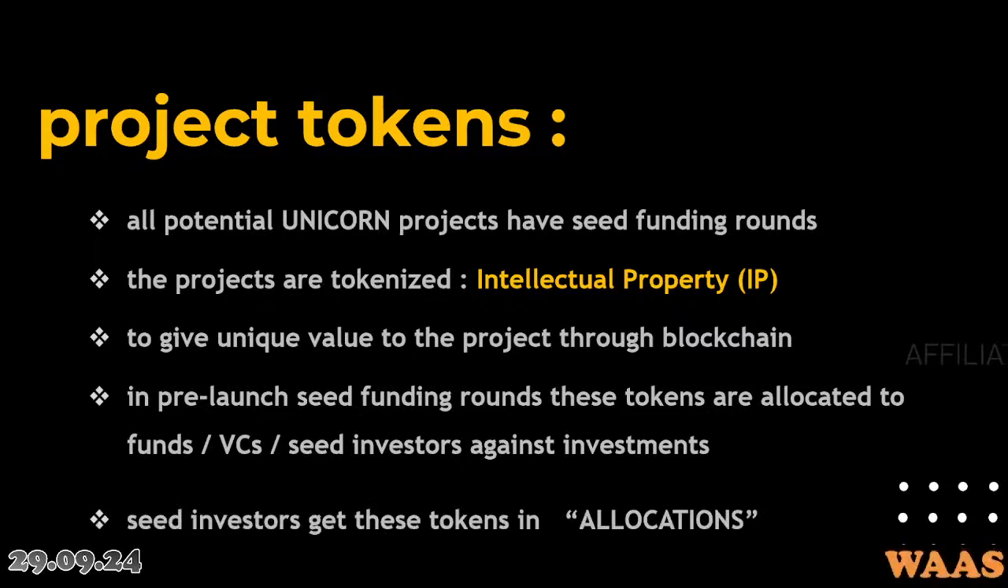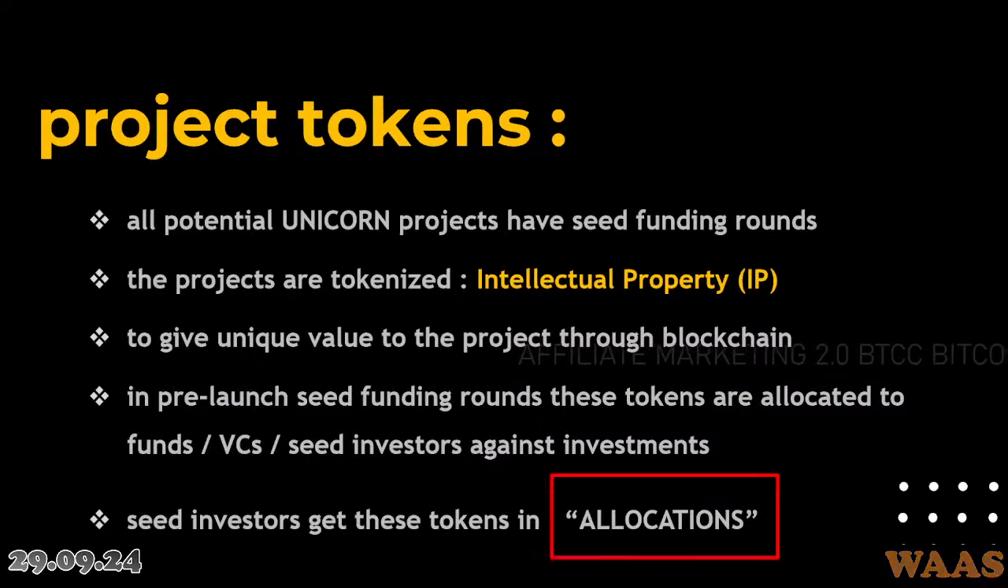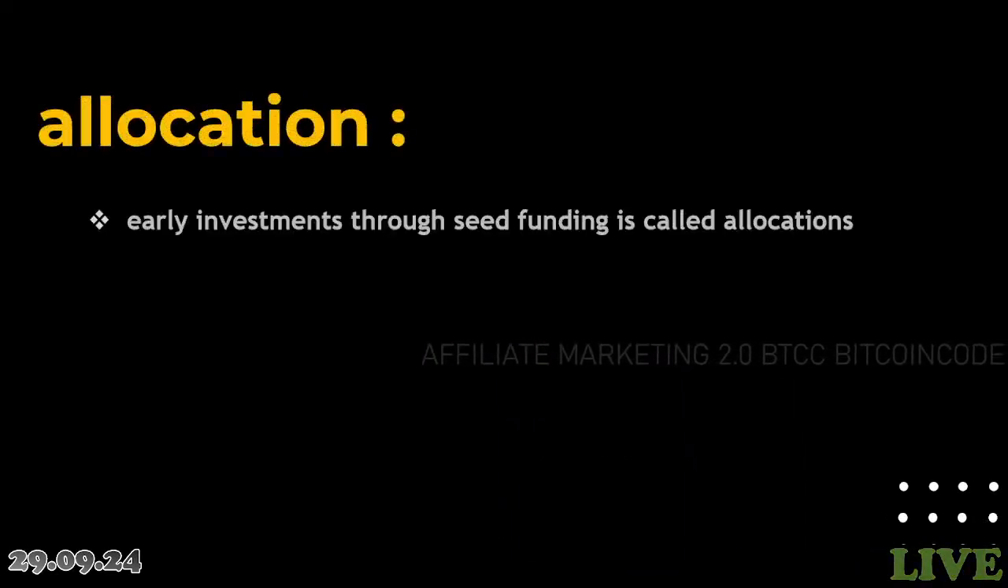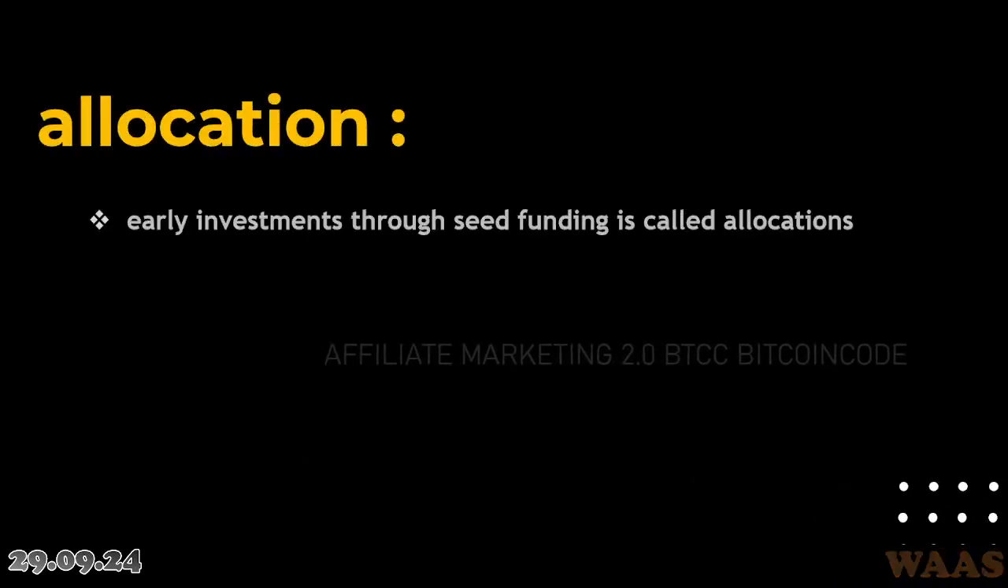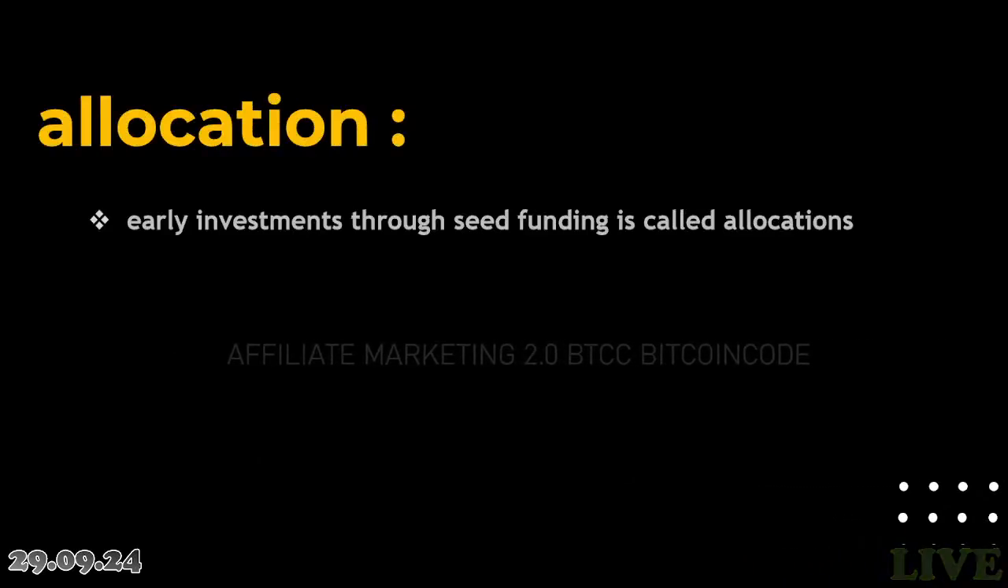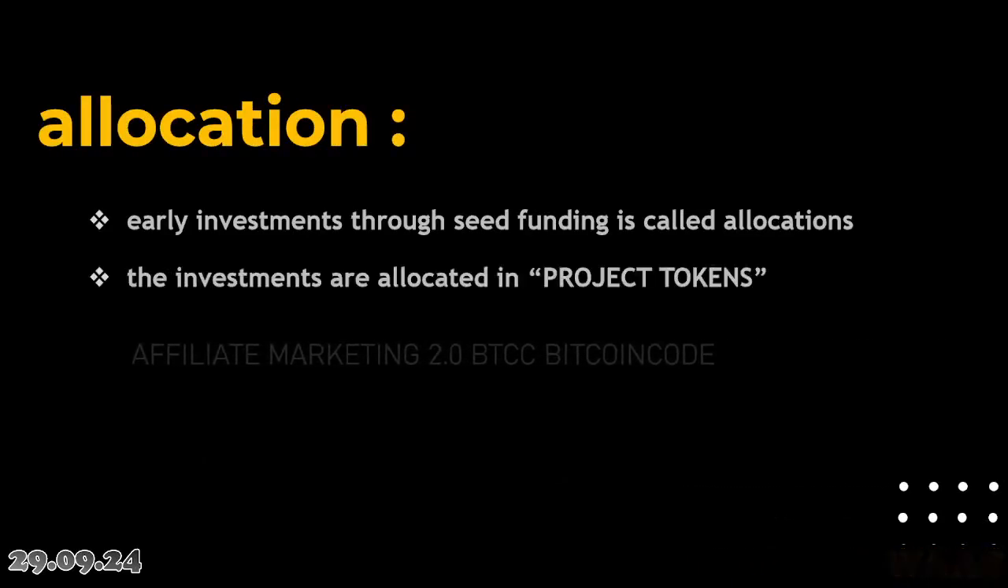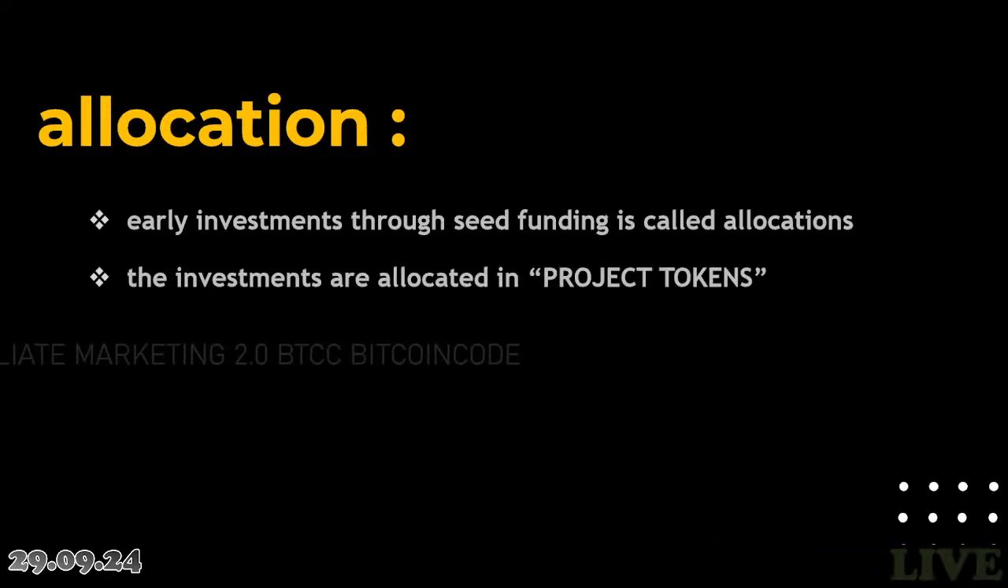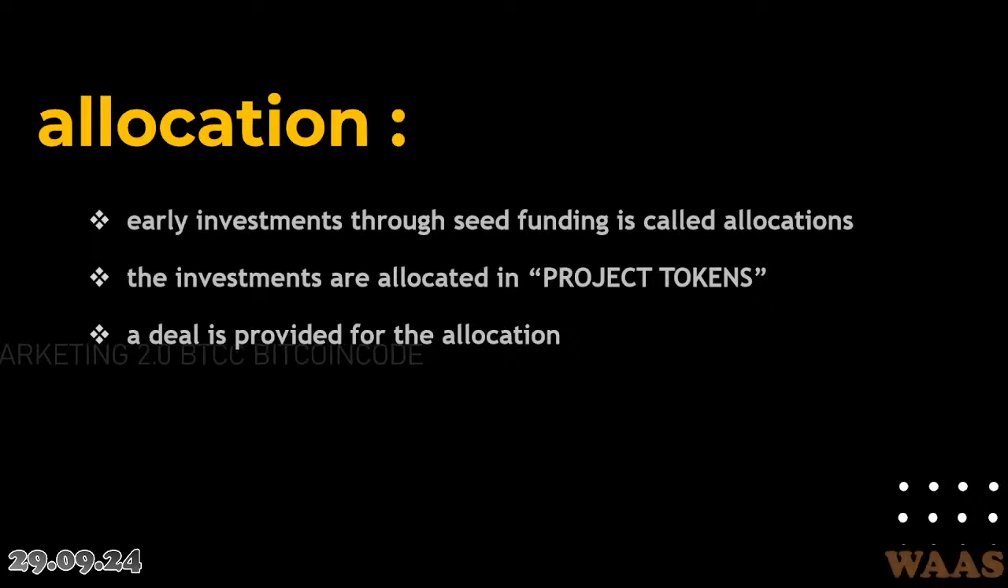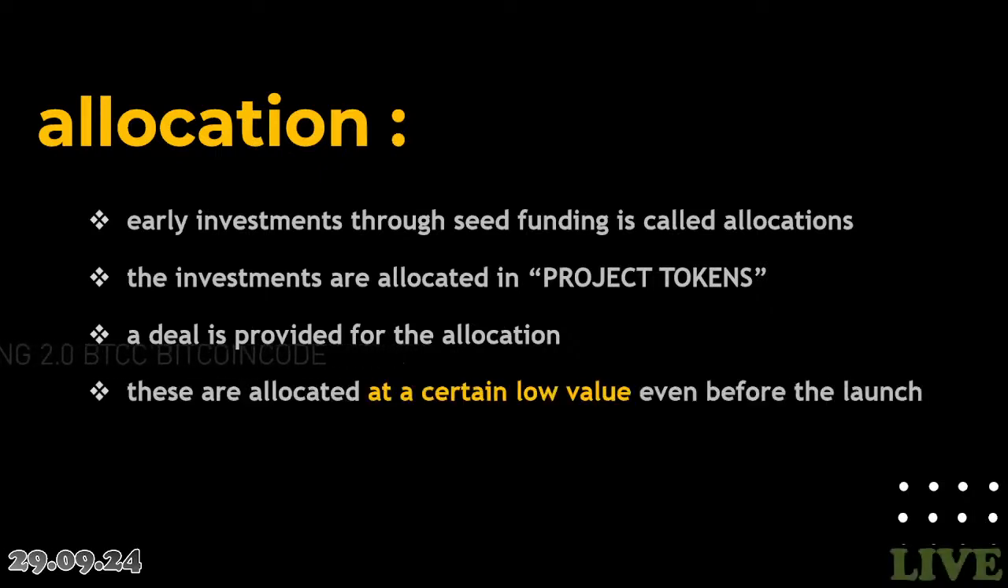So seed investors get early access to such type of unicorn projects, and they often crack a deal with these projects and they participate in seed rounds, and that's called allocations. So let us understand allocations. Early investment through seed funding is called allocations. The investments are allocated into project tokens. That means project tokens are provided against their investments. A deal is provided for the allocation. These are allocated at a certain low value even before the launch of the project.